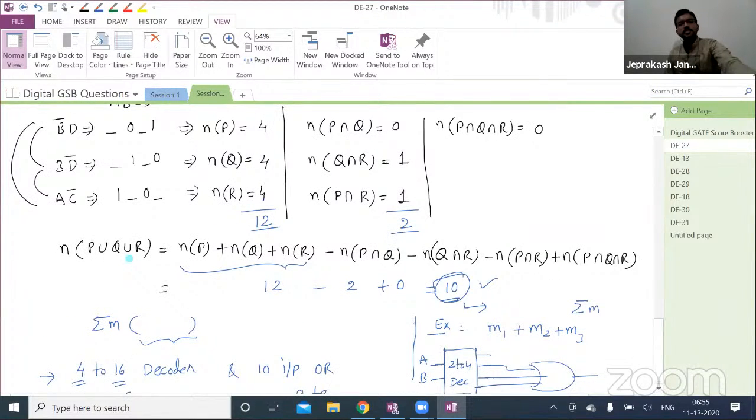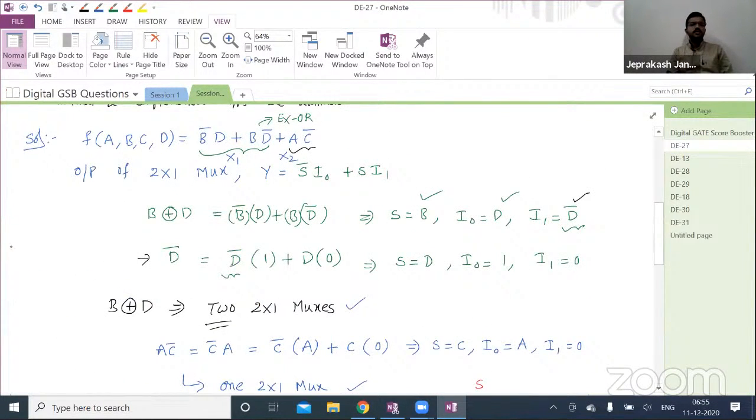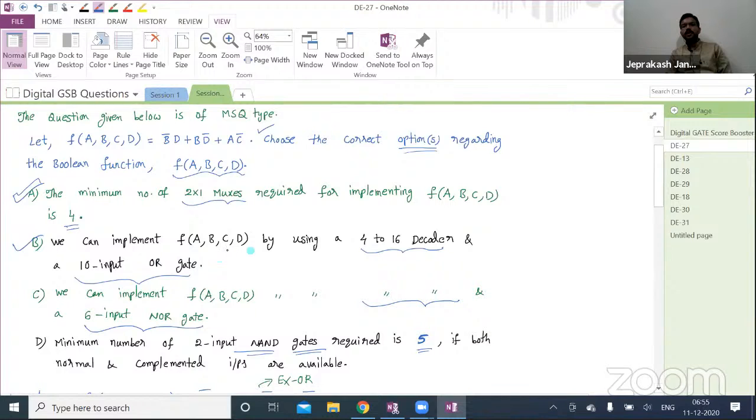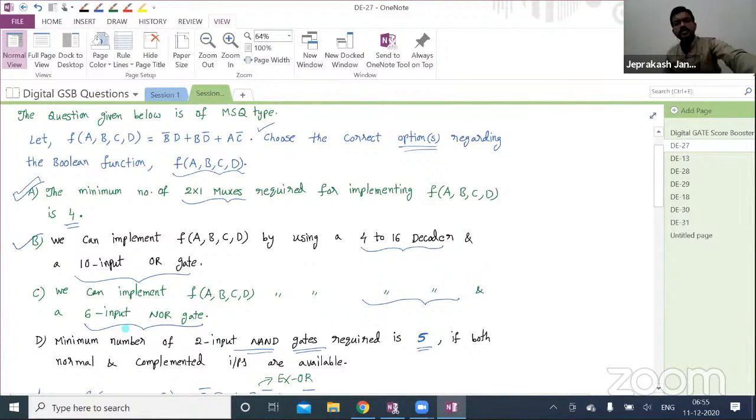So that means option B is correct, right? Just observe option B. We can implement f of ABCD by using a 4 to 16 decoder and a 10 input OR gate, right? Option B is correct. Now let us verify option C.